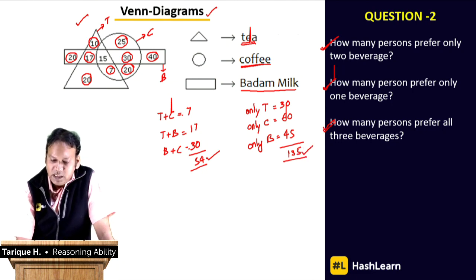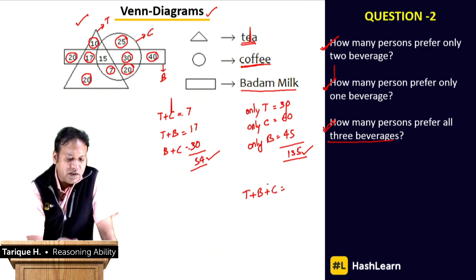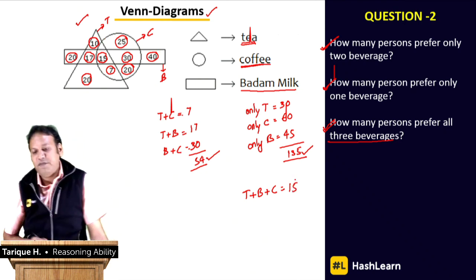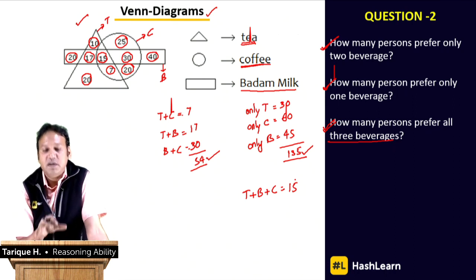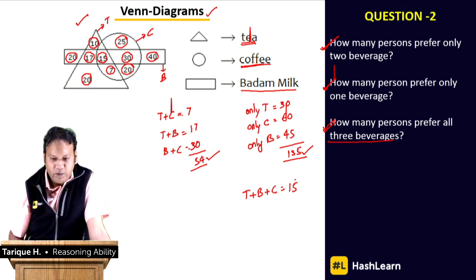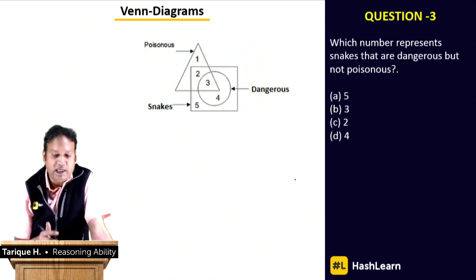And how many persons prefer all three beverages? We look at all of the three beverages, tea, badam milk, and coffee. The common area of all the three beverages is this number 15, which is common to the circle, the triangle, as well as rectangle. That is the answer for the third question, 15. So this is your Venn diagram question from reasoning, which is based on the diagram sets given to you. We have discussed three questions here. Let's move to the next type of Venn diagram question.